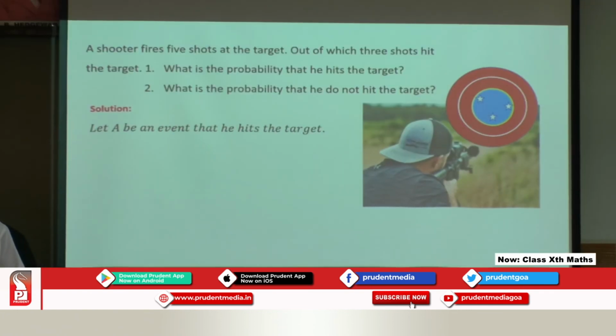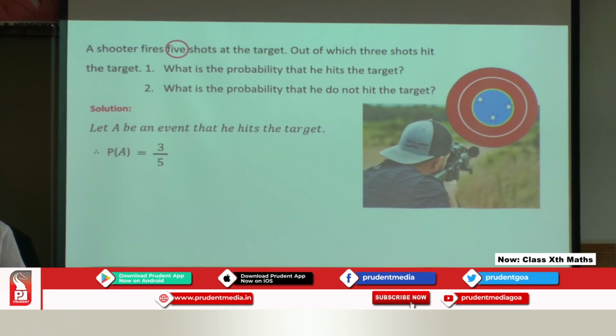Let A be an event that he hits the target. And we can see 3 shots hit the target. That means the probability that he hits the target is 3 out of the total number of shots he takes, that is 5.